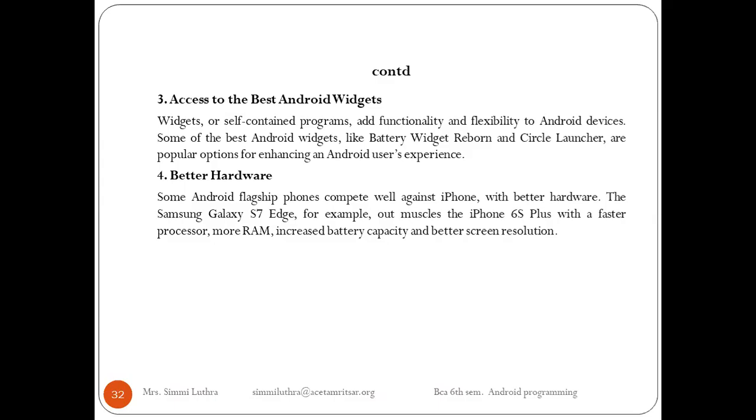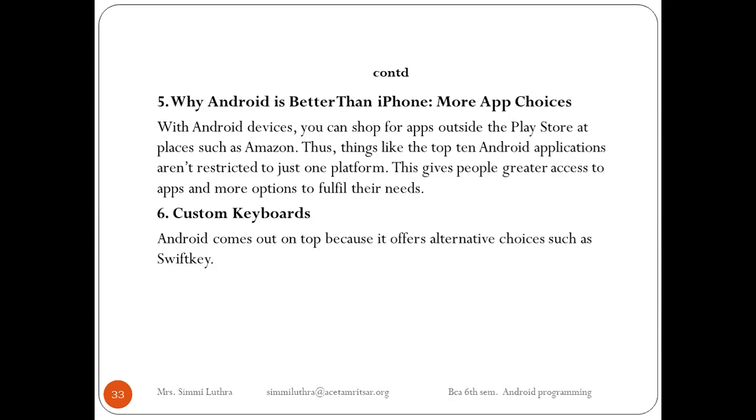Next advantage of Android is better hardware. So Android phone has good hardware as compared to iPhones. For example, Samsung S5 has a faster processor, more RAM, increased battery capacity, and better screen resolution. Then the next important advantage of Android is why Android is better than iPhones. With Android devices, you can shop for apps outside the Play Store, at places such as Amazon. Means Android applications are not restricted to just one platform. Clear? This gives people great access to apps and more options to fulfill their needs.